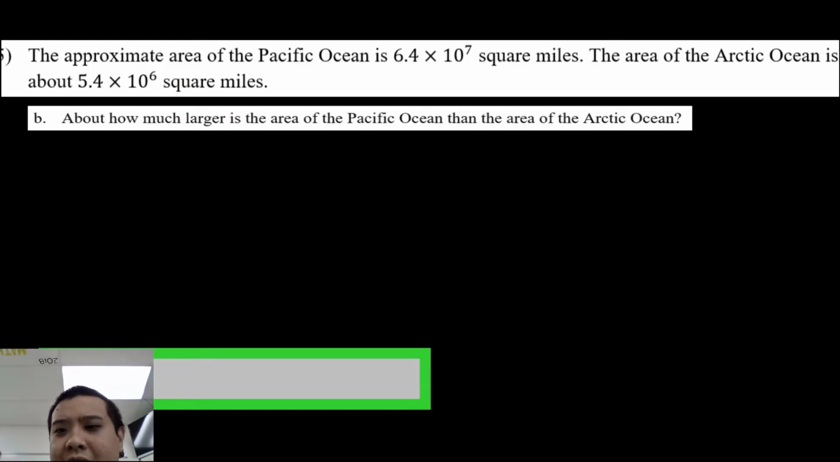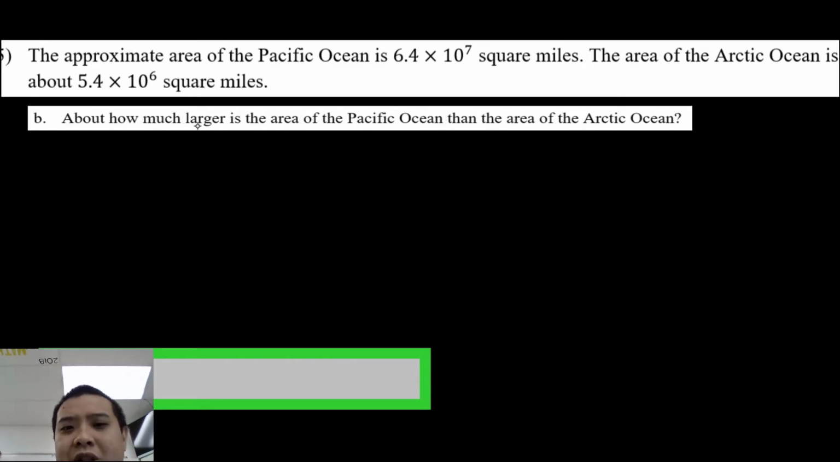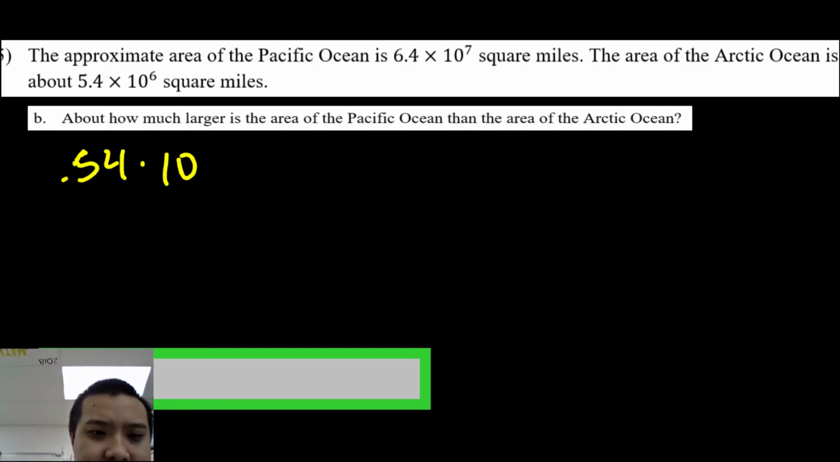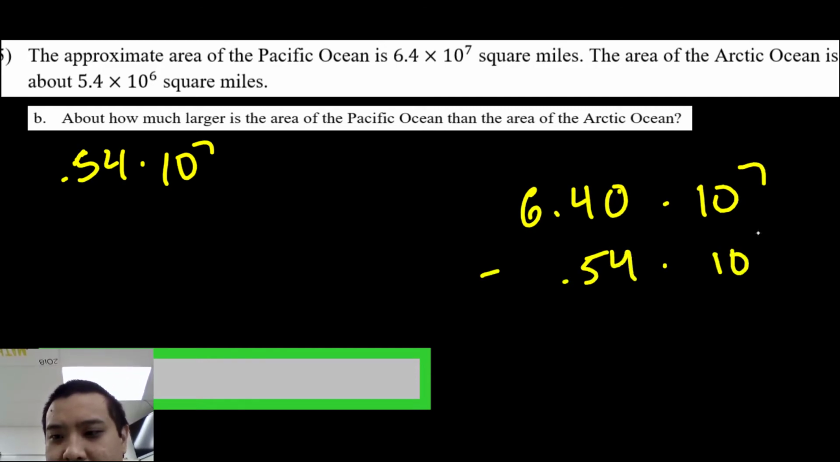Go ahead and try this question out on your own. So here again, we're going to be doing the same thing, except here it says how much larger is the Pacific Ocean than the Arctic Ocean, which means we're subtracting. Again, this was going to be 0.54 times 10 to the 7th. So therefore, we're doing 6.40, I'm going to put that 0 in there as a placeholder, times 10 to the 7th, minus 0.54 times 10 to the 7th.